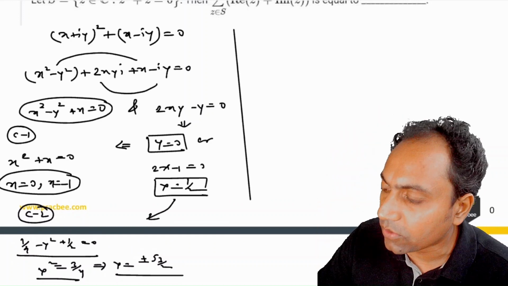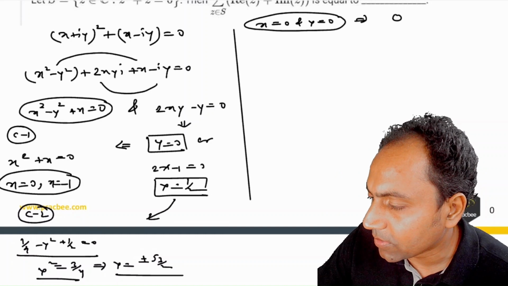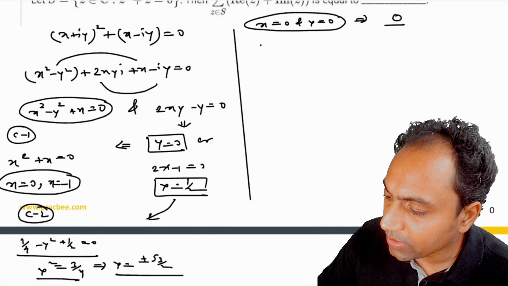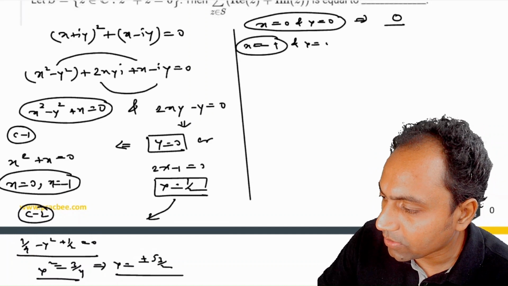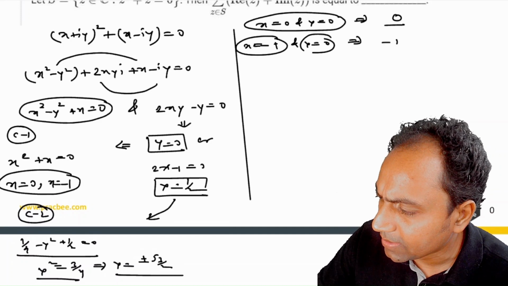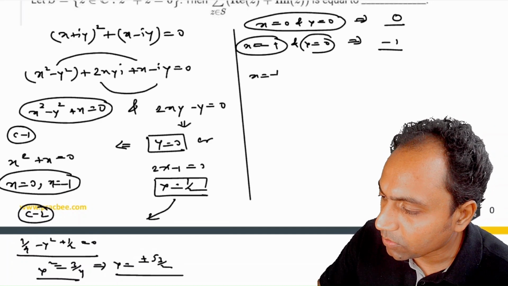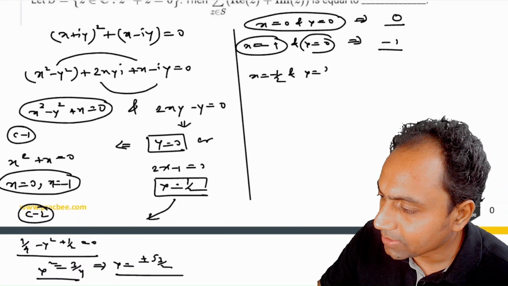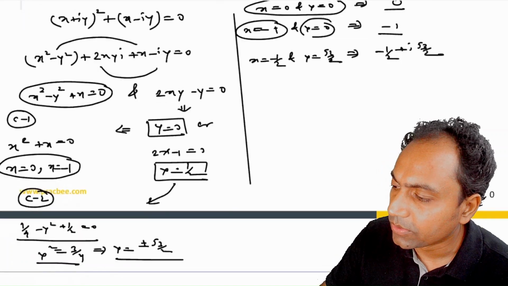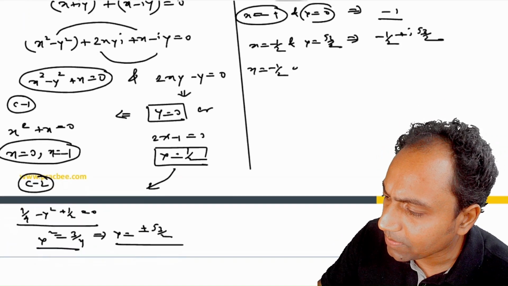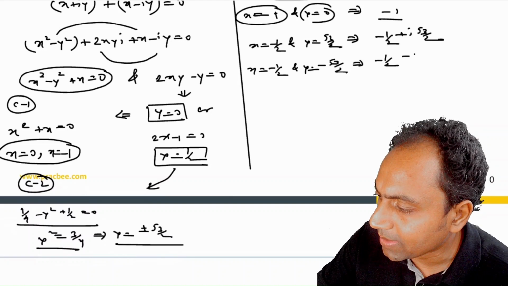So the first case was when we got x equal to 0 and y is equal to 0. Corresponding to this, the complex number would be 0. Another case was if I put x equal to -1 and y is equal to 0. Corresponding to this, the complex number would be -1. Now these were from the first two cases. The second case is x is equal to 1/2 and y is equal to √3/2. Corresponding to this, the complex number is 1/2 plus i times √3/2. And the last one is x equal to 1/2 and y is equal to -√3/2. That is 1/2 minus i√3/2.